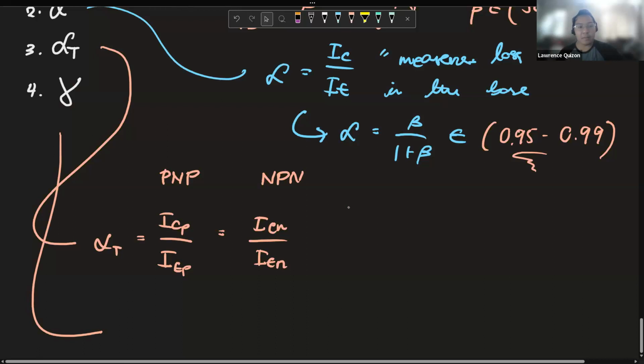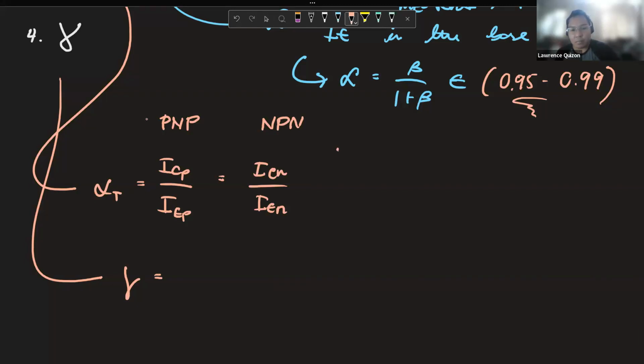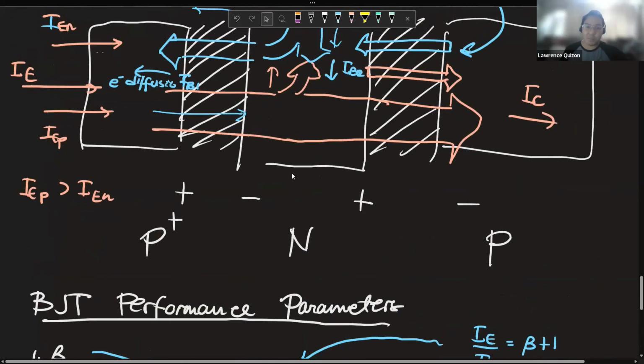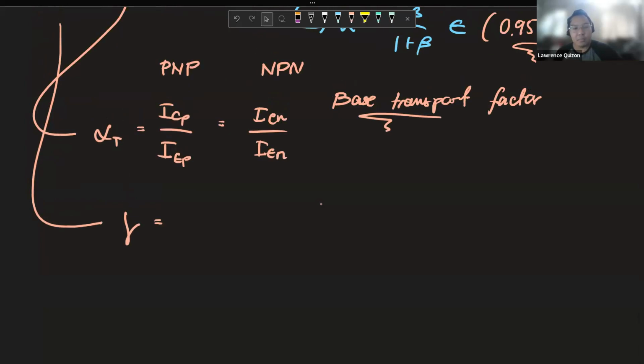So lastly, we have gamma. Gamma is called the emitter efficiency. Well, alpha T is called the base transport factor. So it's the factor that records how safe it is kind of to transport yourself across the base if you are the main carrier. Which it's not so safe because some of them do end up recombining. The gamma is the emitter efficiency.